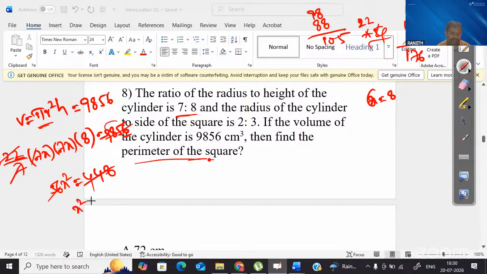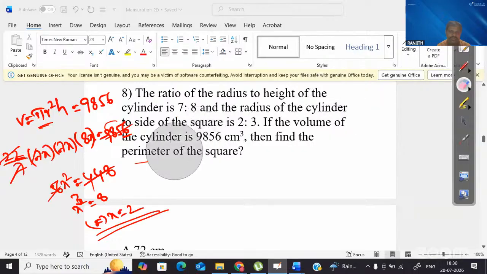x square will be equal to 8. What is the x value is nothing but, where it is also ratio, right? 8x will be x cube. X cube equal to 8 and x equal to 2.